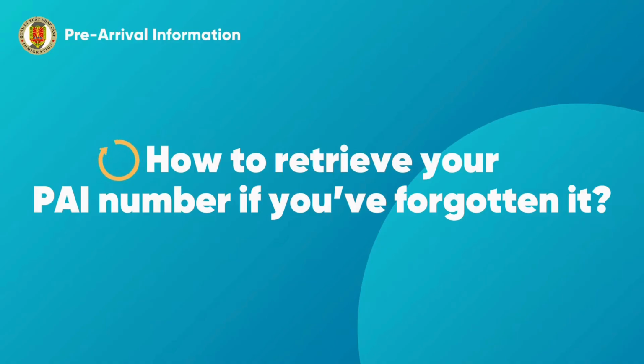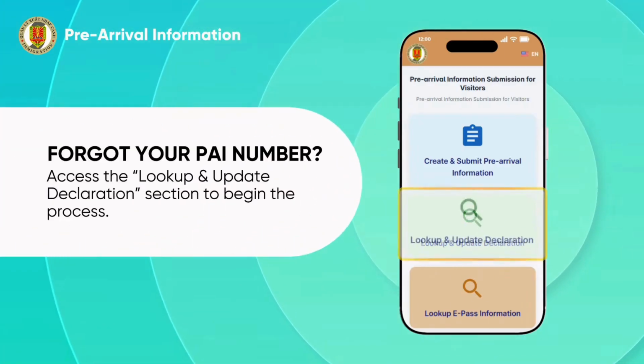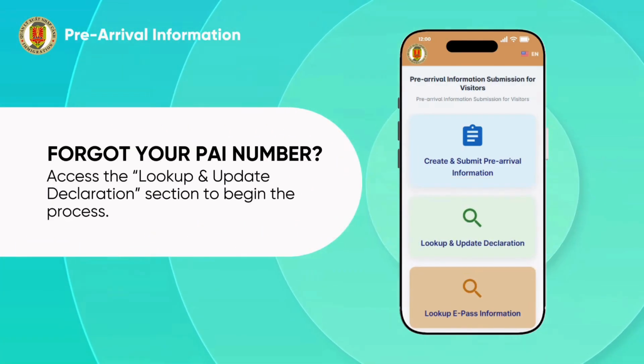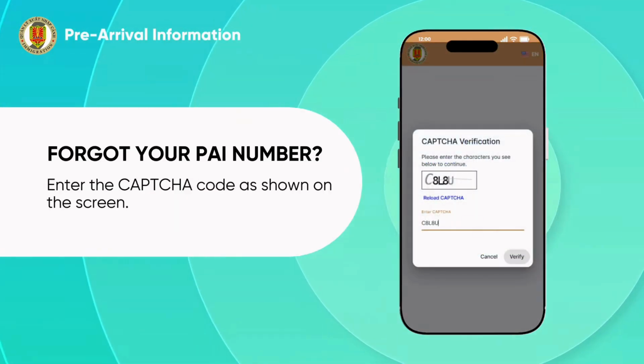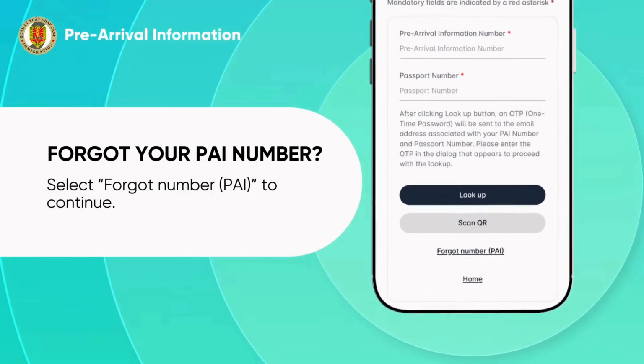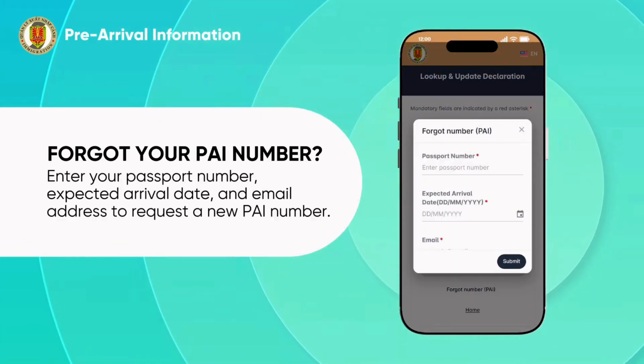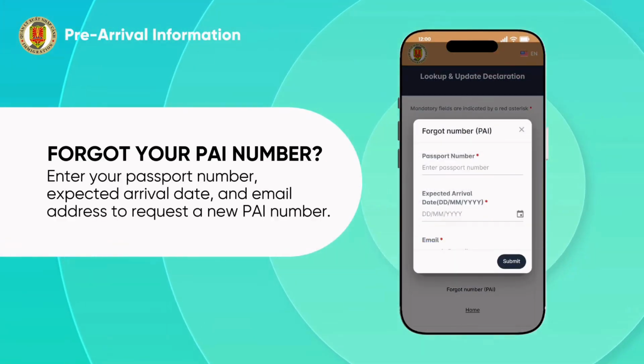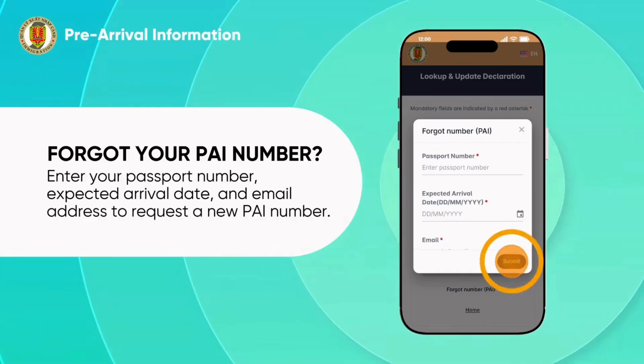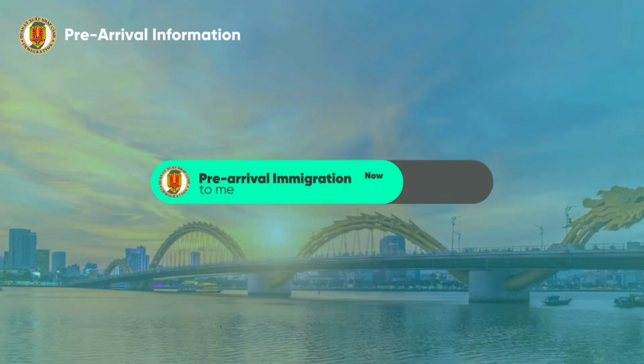How to retrieve your PAI number if you've forgotten it. Please follow the instructions below. Access the Lookup and Update Declaration section to begin the process. Enter the CAPTCHA code as shown on the screen. Select Forgot Number PAI to continue. Enter your passport number, expected arrival date, and email address to request a new PAI number. The PAI number will be sent to your email again.